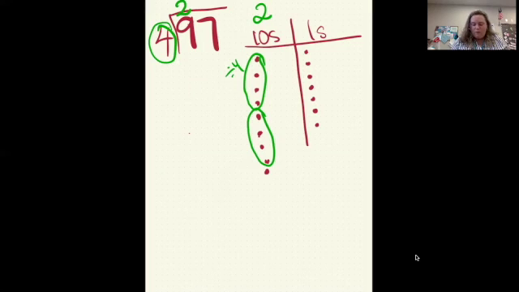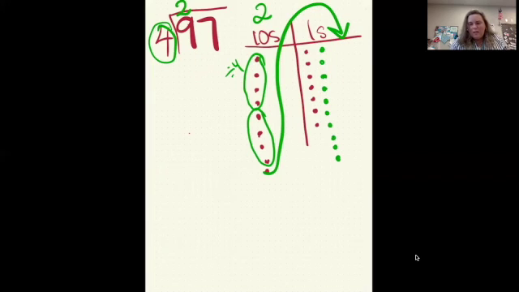So I still have one friend here that I cannot get a group of 4 out of. So I'm going to regroup him. So I'm going to move this friend over here, and I'm going to unbundle it. So now I have 8, 9, 10, 17 ones.